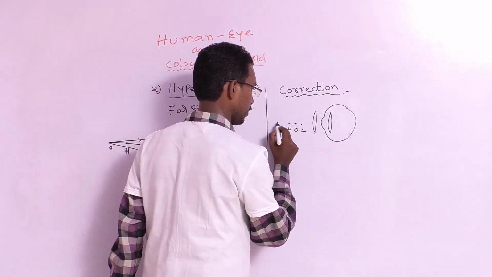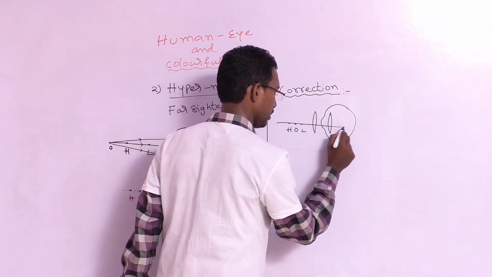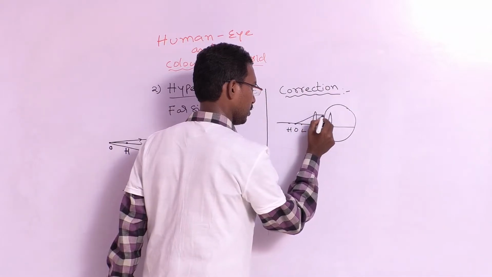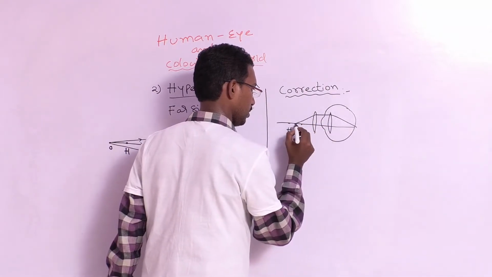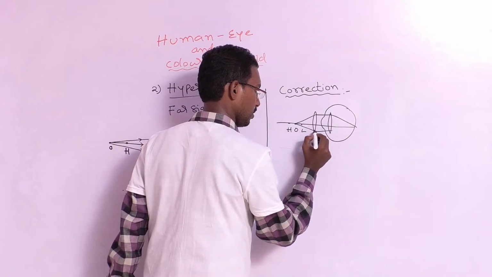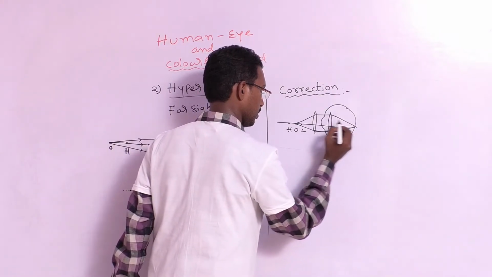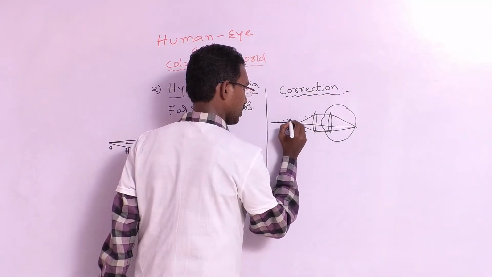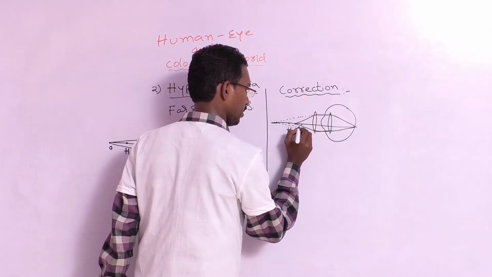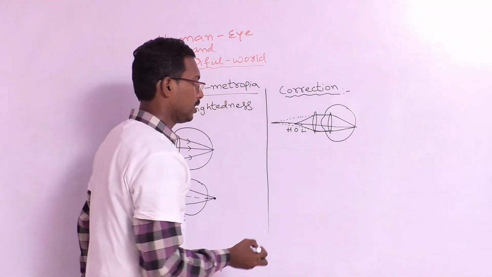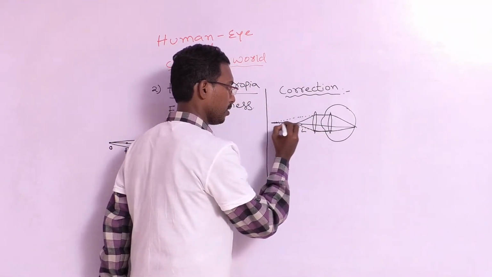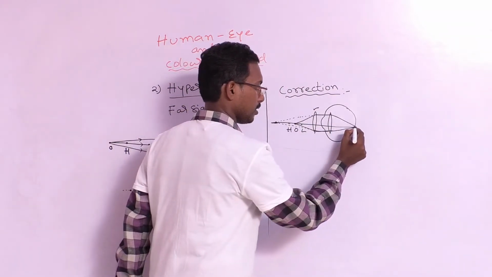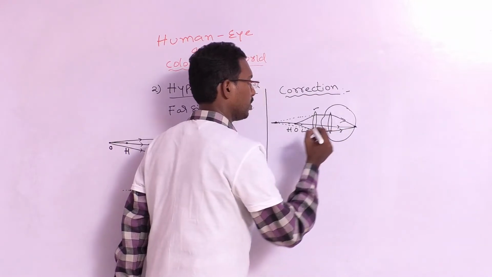So if you draw a line from the object, it falls here. Refraction like this. Refraction like this. So it seems like the light rays are coming from the other way. That means the image formed here is acting as the object for the lens. So hence the problem can be overcome.